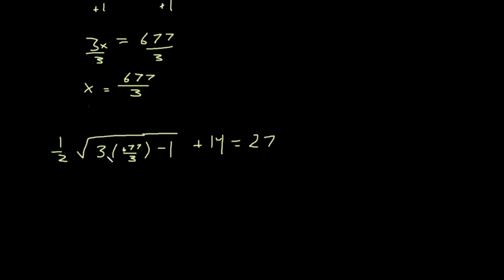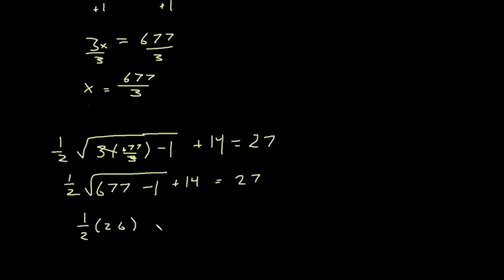Alright, so 3 times 677 over 3 is 677. So we have 677 minus 1 over 2 plus 14 equals 27. 677 minus 1 is 676. Square root of 676 is equal to, let's see, I believe that's 26. So we have 1 over 2 times 26 plus 14 equals 27.